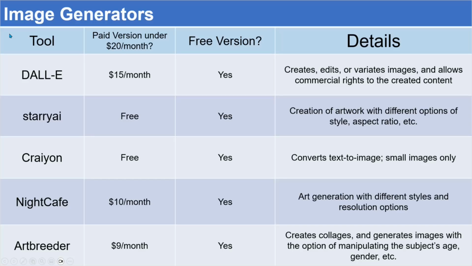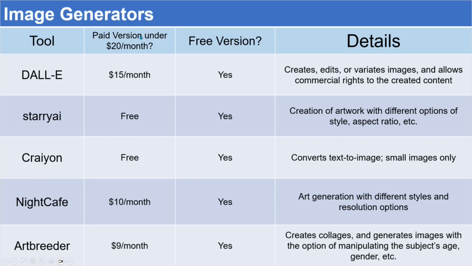So the table format I'm going to use throughout this video is the name of the tool, whether the paid version is under $20 a month, or if not, what is the price, whether there's a free version, and if it's a freemium model, and then details around the software and the subscription service that you can use.